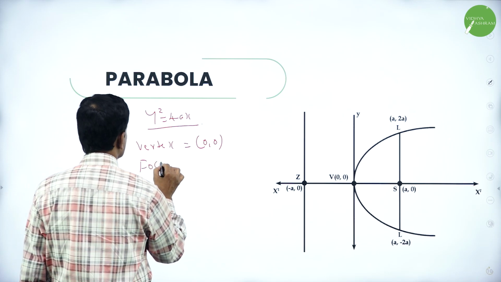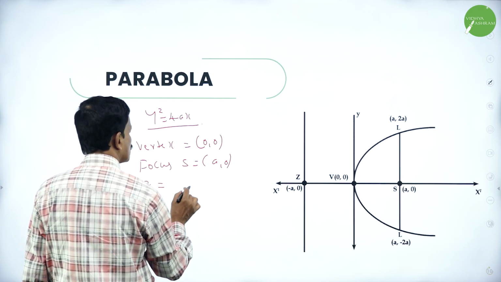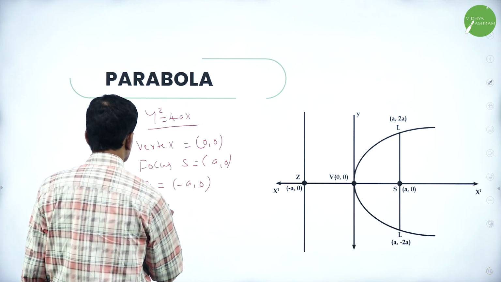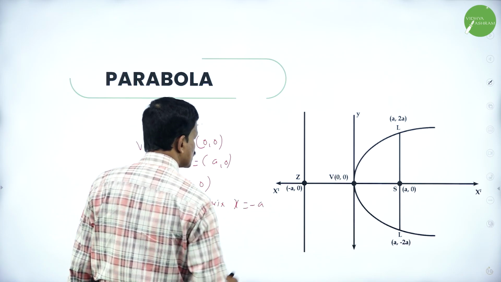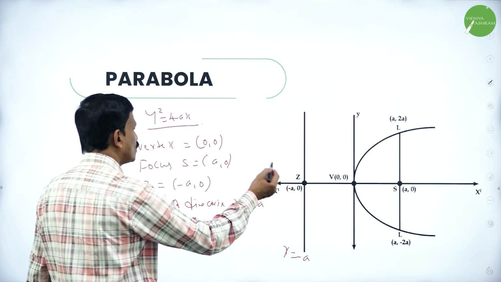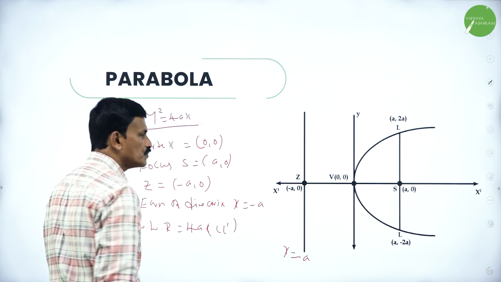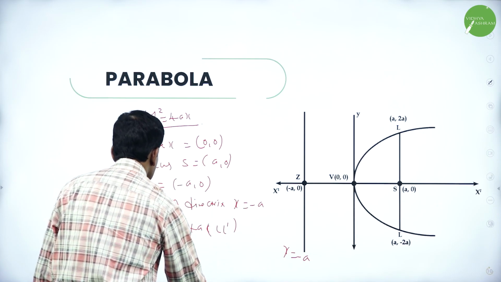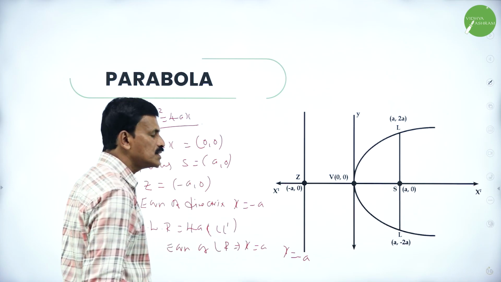And the focus S is (a, 0), and the coordinates of Z are (minus a, 0), and the equation of the directrix is x is equal to minus a. The length of the latus rectum LL dash is equal to 4a. So, the equation of the directrix is x is equal to minus a, and the equation of the latus rectum is x is equal to a.